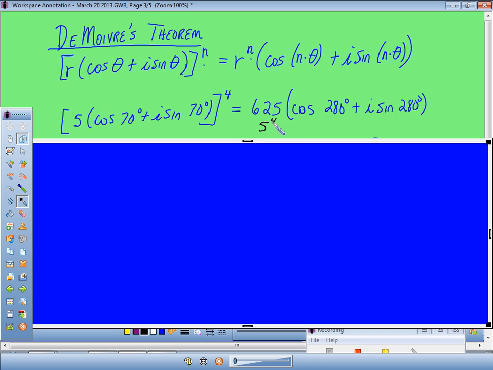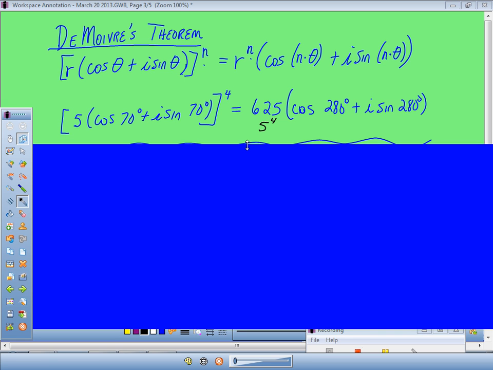It's that fast to take something to a power. Way easier than if this was in rectangular form and I had to FOIL 4 of those. Taking something to a power when you're in polar form is awesome. The problem is you have to get it in polar form first. So here's the ultimate example of that type of problem.